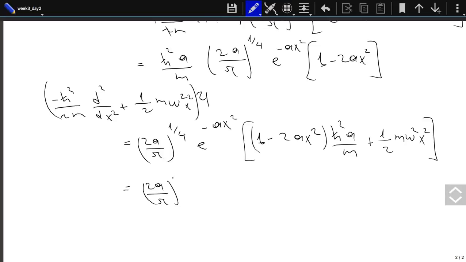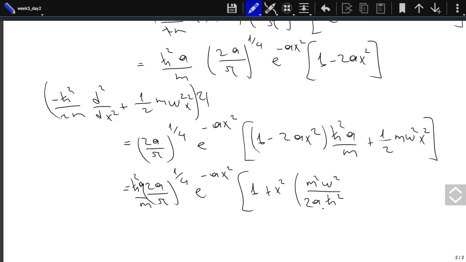To a over pi raised to the power 1 over 4 e to the power minus ax squared. Let's just simplify this a bit. I can take the h bar squared of a over m also out. What I am left with is 1 plus x squared times m squared omega squared divided by a h bar squared minus 2a.